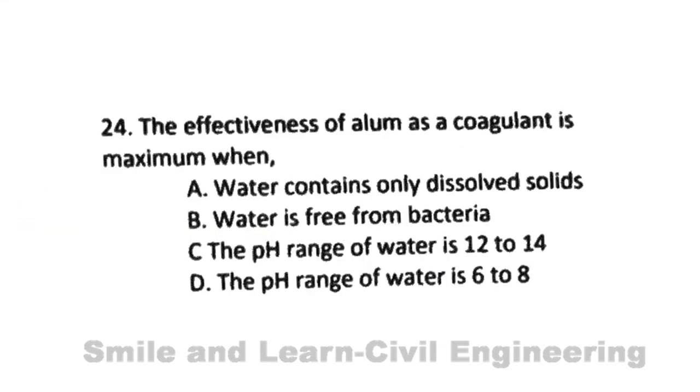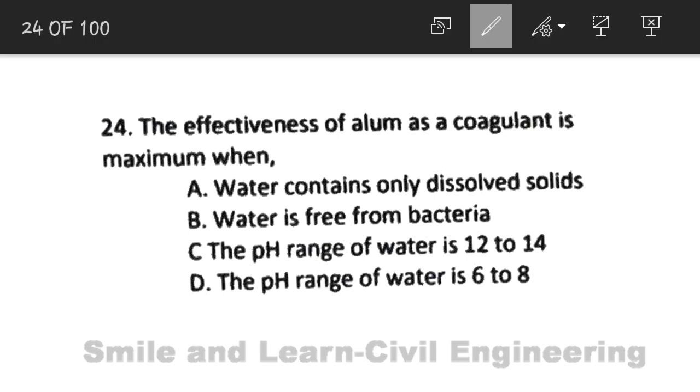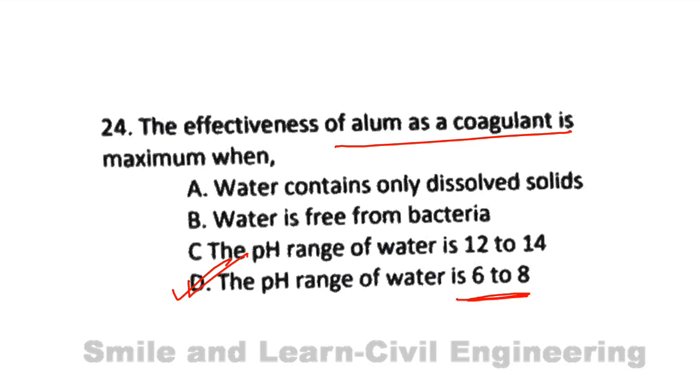Next question, the effectiveness of alum as a coagulant. So when is the alum as a coagulant much more effective? When the pH range of water is between 6 to 8. Option D will be the correct answer.